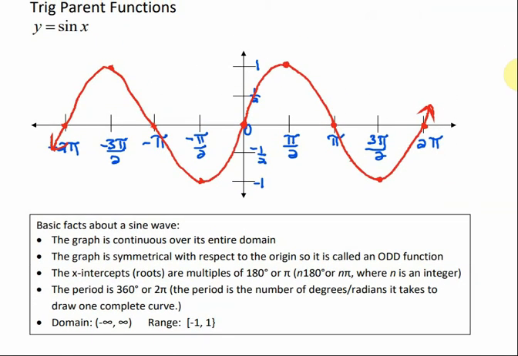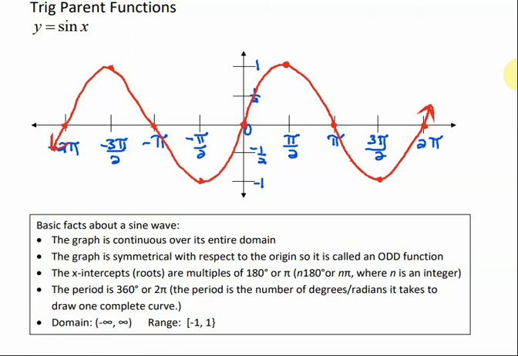And these are some facts about the sine wave, or the sine curve. The graph is continuous over its entire domain. So the domain is the x-axis. The graph is symmetric with respect to the origin, so it's called an odd function. If you remember what that means, if we were to rotate it 180 degrees on the origin, it would look the same. So if you were to flip your paper upside down, that curve is going to look the same as when you started.